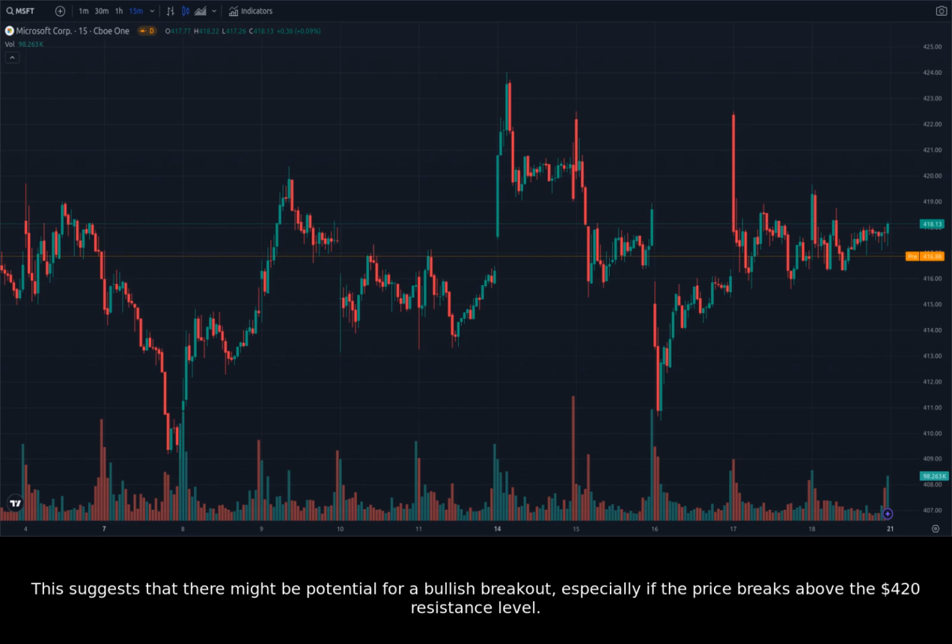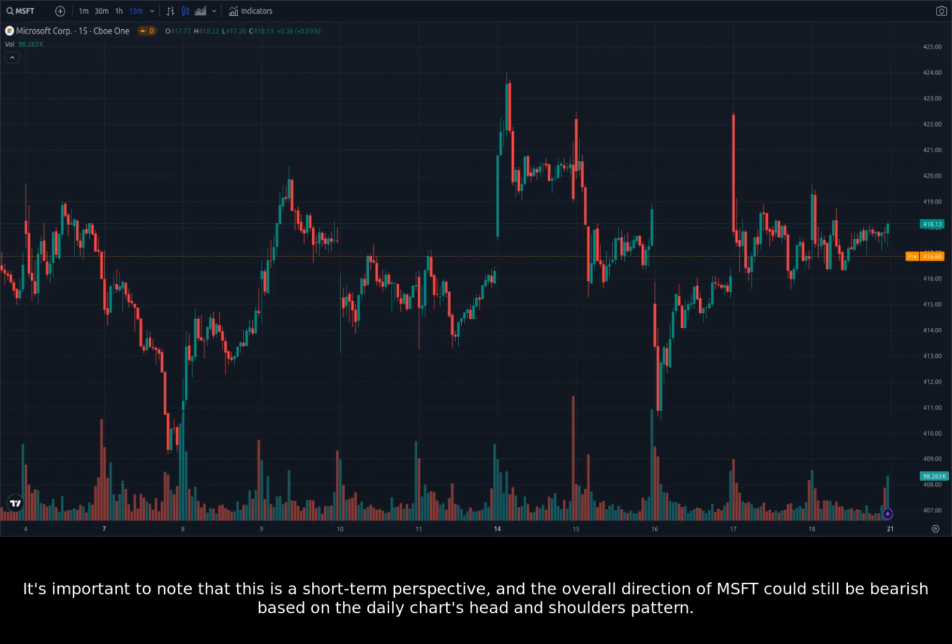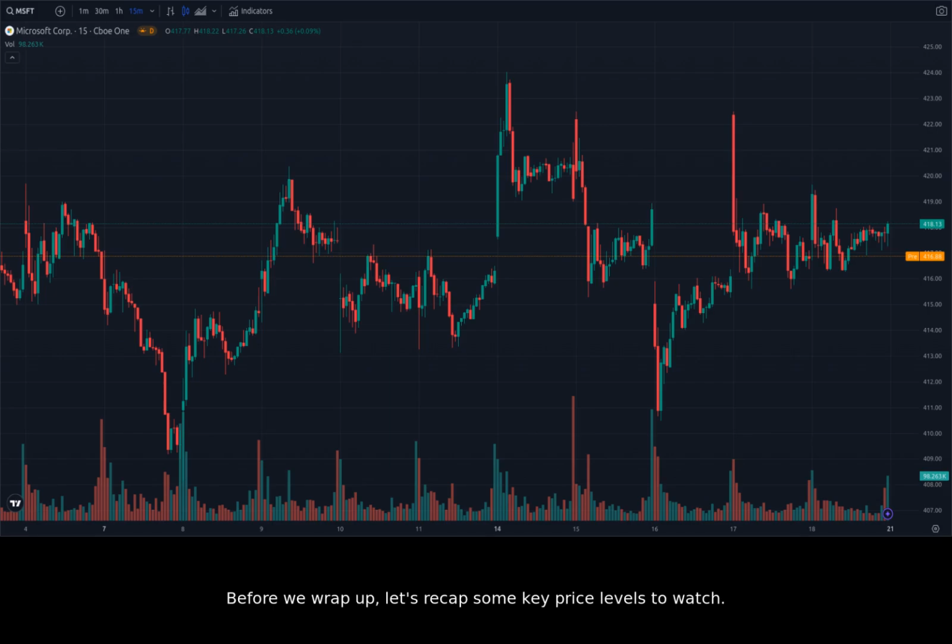This suggests that there might be potential for a bullish breakout, especially if the price breaks above the $420 resistance level. It's important to note that this is a short-term perspective, and the overall direction of Microsoft could still be bearish based on the daily chart's head and shoulders pattern. Before we wrap up, let's recap some key price levels to watch.